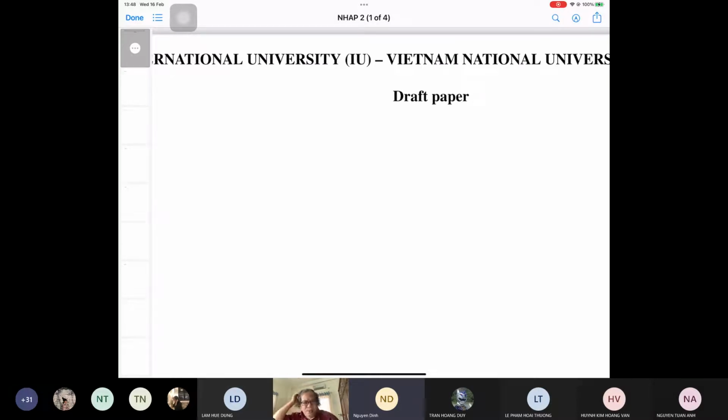I moved to another slide, but what do you see in your computer? The page with the first section introduction, or you see a draft paper? The draft paper. Okay, so that means my computer here is not good. Okay, the draft paper. So you see the linear programming.